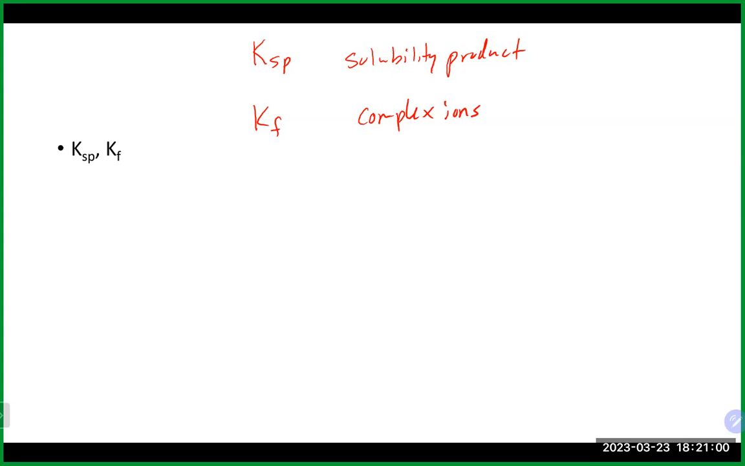They are, as we will see, two extremes in terms of their typical numbers. Typically, KSP values are really small, and typically KF values are really large. So it's two different extremes in terms of the values as you typically see here. So we're going to start with KSP, which is the solubility product.